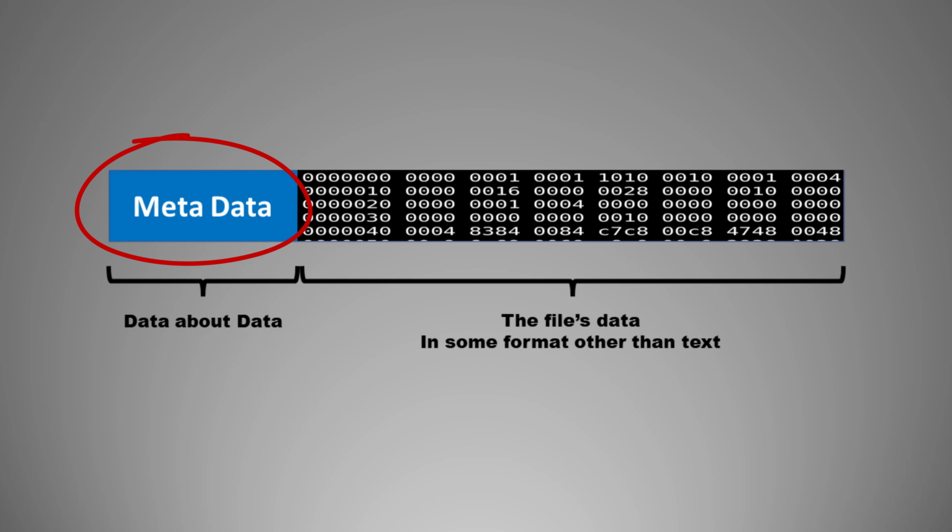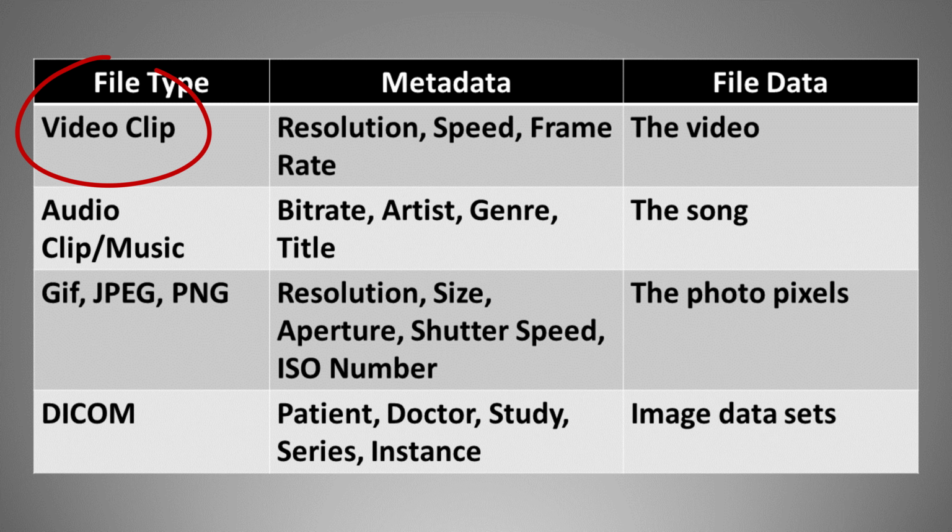Files that contain unstructured data typically contain metadata to help identify it. You may recall that metadata is data about data. For instance, video clips contain metadata that contains the resolution, speed, and frame rate of the video. Audio clips and music files contain metadata like bitrate, artist, genre, and title. GIF, JPEG, and PNG images contain metadata like resolution, size, aperture, shutter speed, and ISO number. And DICOM images contain metadata including patient, doctor, study, series, and instance.